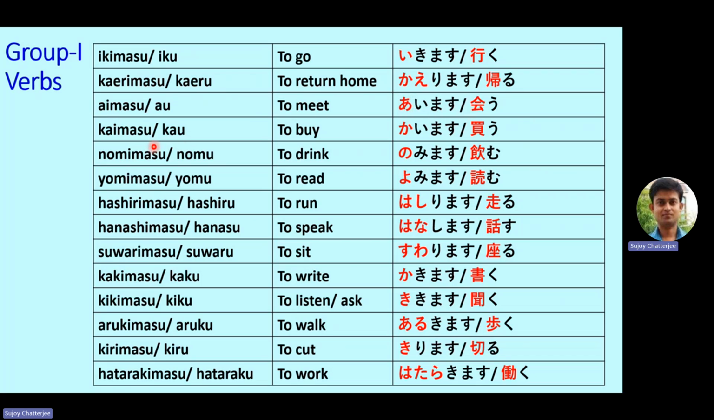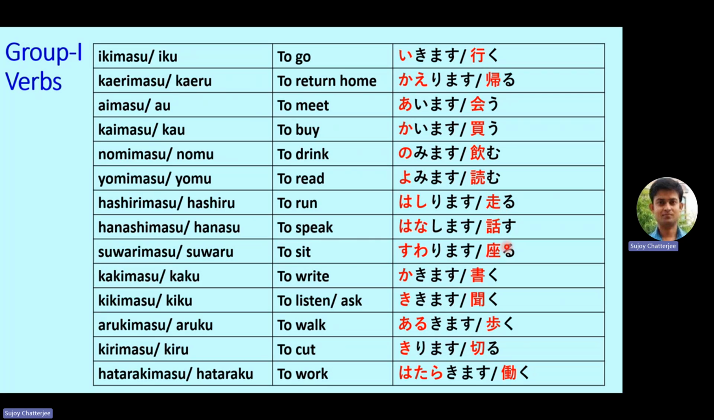Next is kaimas, that is to purchase or to buy. We have nomimas, nomu, to drink. So as you can see, the no sound is represented by this kanji no. And we have mu, which becomes mimas. Yomimas, then we have hashirimas, which means to run. Hashirimas comes from the stem verb hashiru. So this is the kanji for hashiru.